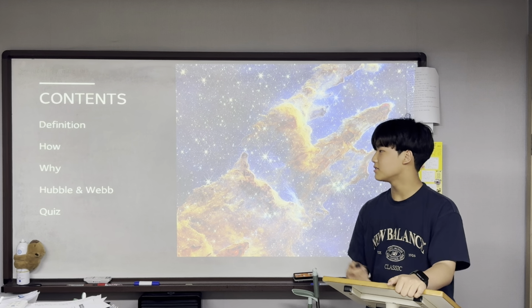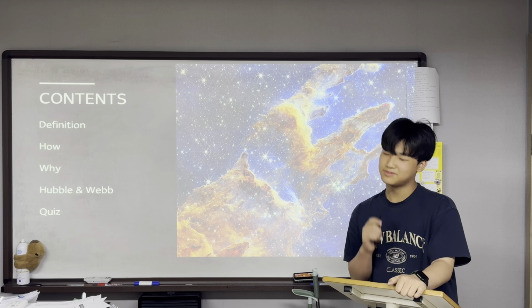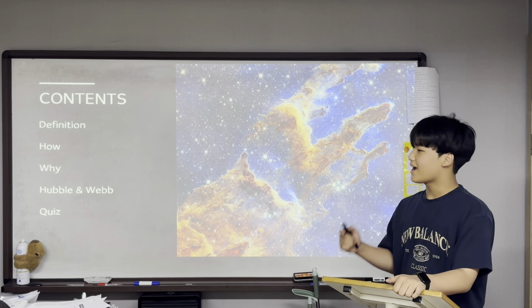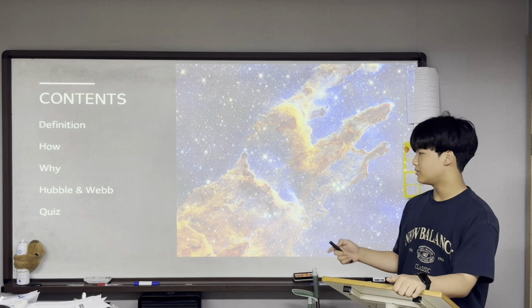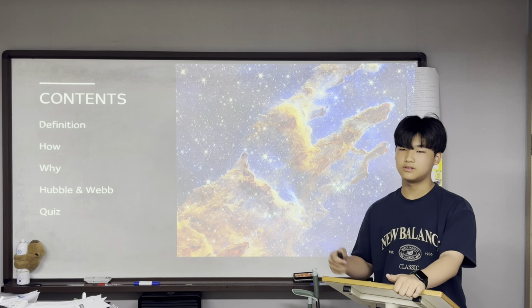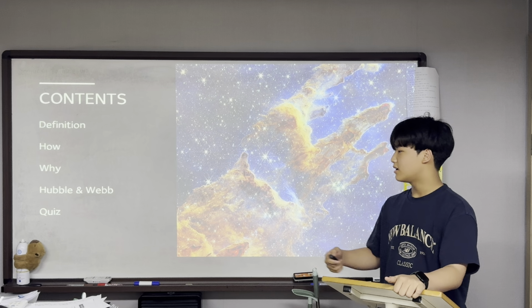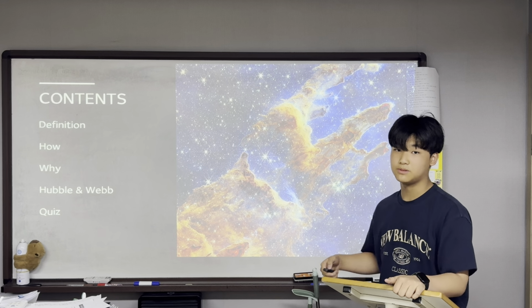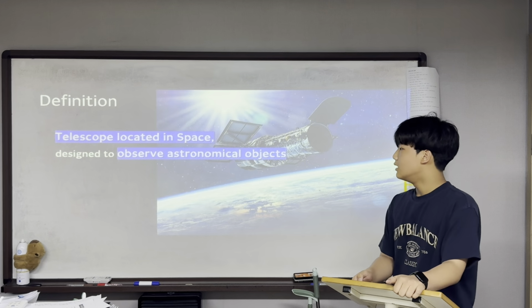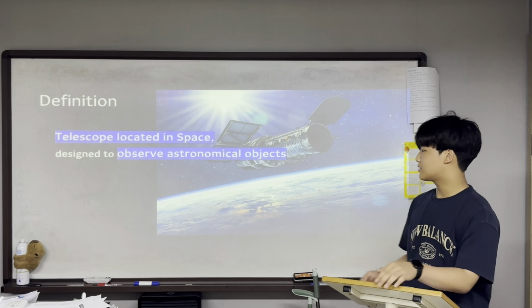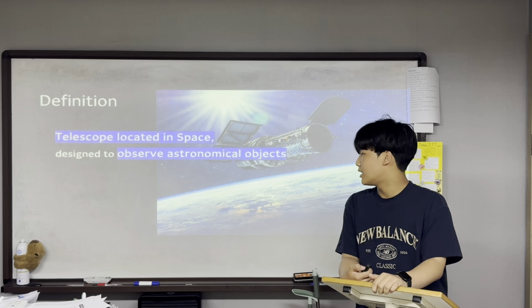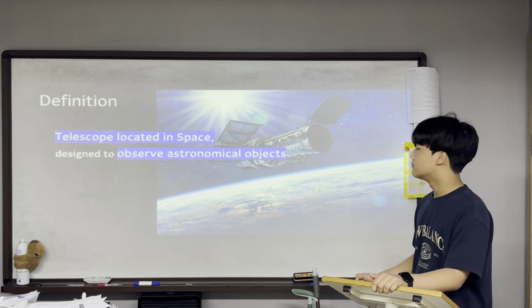Firstly, I'm going to talk about the definition of space telescopes. Secondly, how do we get data from space telescopes? Thirdly, why do we send space telescopes to outer space? Lastly, Hubble Space Telescope and James Webb Space Telescope. First, the definition. Space telescope is simply a telescope located in space designed to observe astronomical objects.